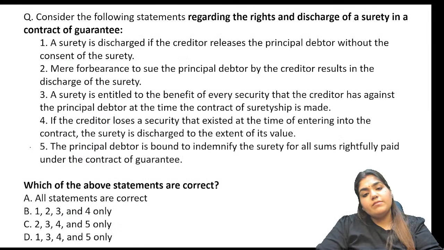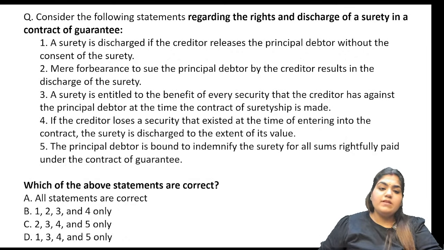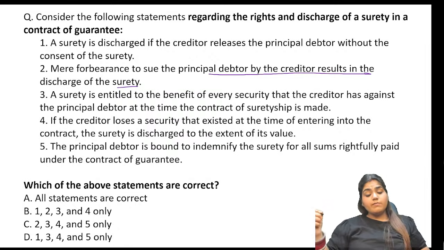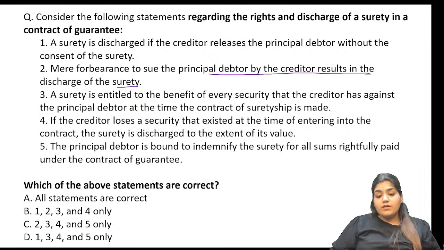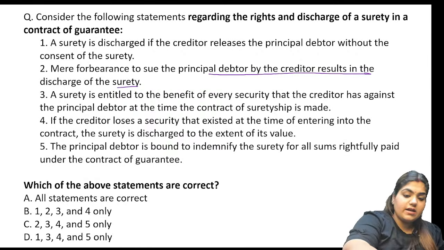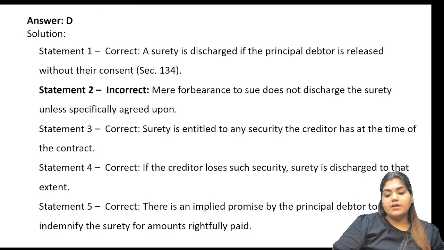Consider the following statement regarding rights and discharge of surety in the contract of guarantee. Mere forbearance to sue the debtor results in discharge of surety. Just because you have not filed a case against me does not mean that you cannot ask money from my father. My father is discharged from the liabilities. Statement number 2 is incorrect. The moment statement number 2 gets incorrect, we get D as the correct answer. D is the correct answer.